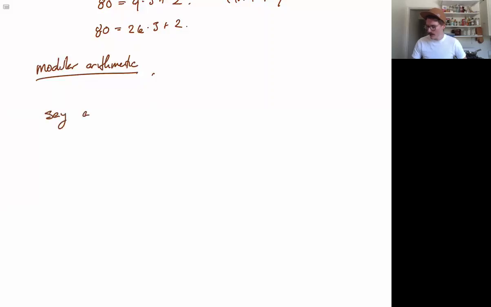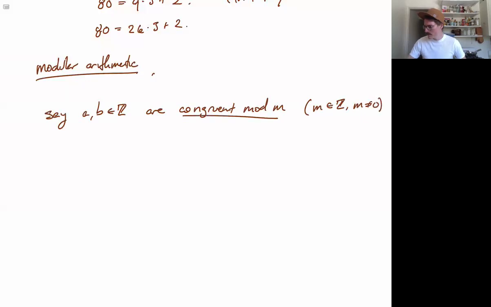So we say integers a and b are congruent mod m. Here m is another integer, maybe not 0. If, so I'm going to write a couple of conditions. They're all equivalent. So you can define it in any of the following ways.